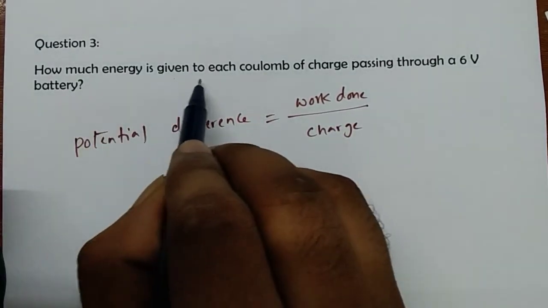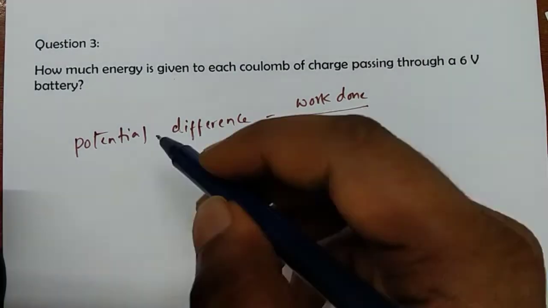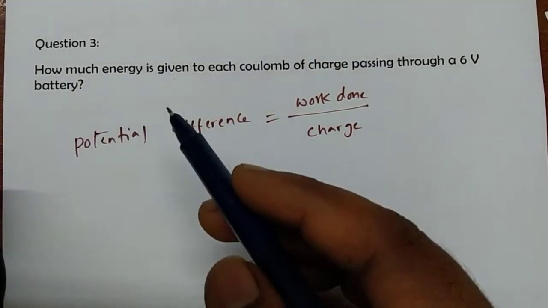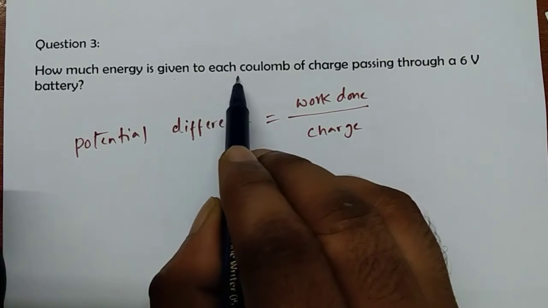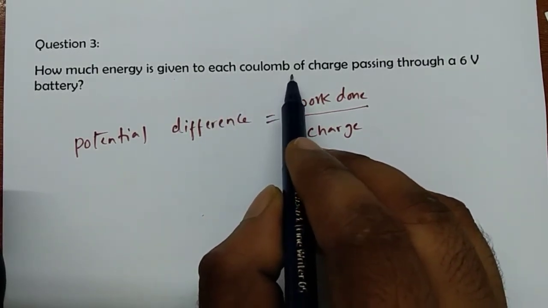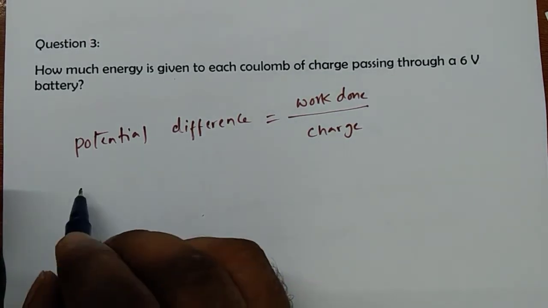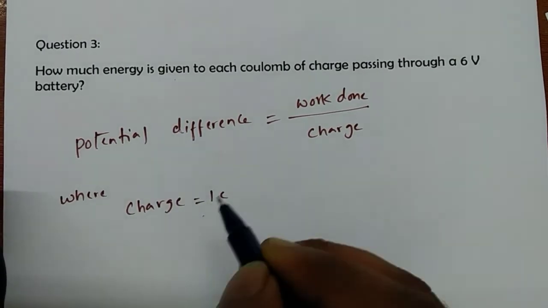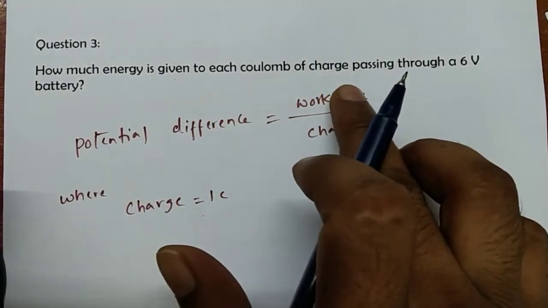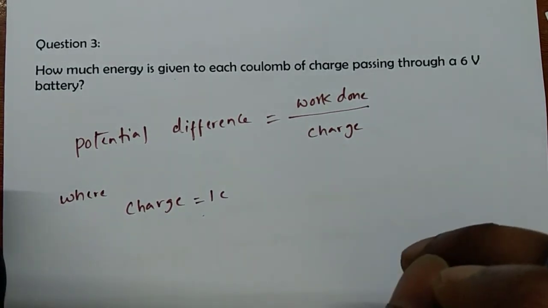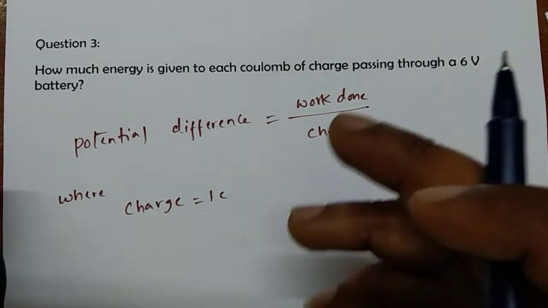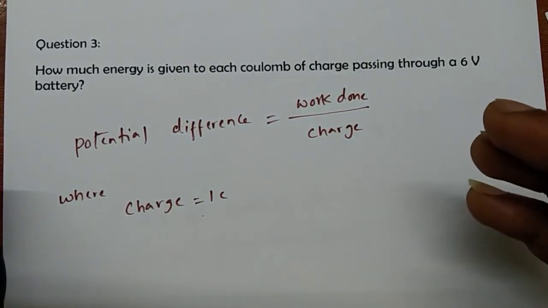So how much energy is given when each coulomb of charge is passing through a 6 volts battery? This is the question they gave, and we are going to write the given data. If you read carefully, they already gave some data to us. For example, each coulomb of charge means they are asking us to consider only 1 coulomb. So I am going to consider charge 1 coulomb, and it is passing through a 6 volts battery. So he is mentioning that a battery is there and the voltage is 6 volts.